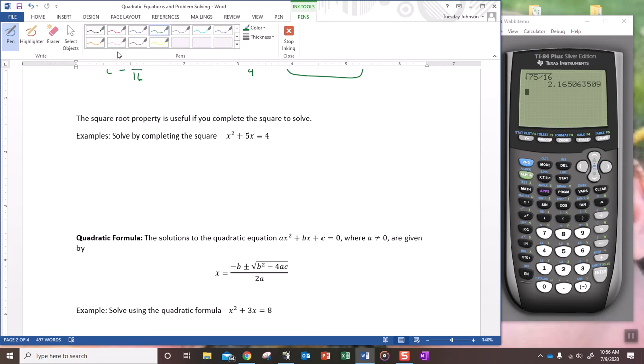The square root property is also useful when you're completing the square. So if I complete the square here to solve, I could take half of 5 and square it.